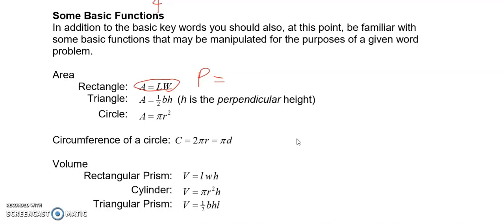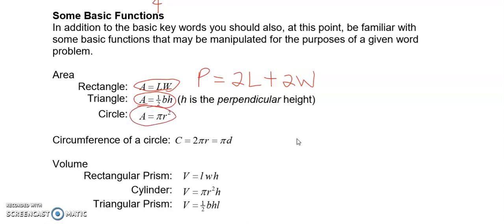That would be the length plus the width plus the length plus the width again. And you're probably used to seeing this formula, 2L plus 2W. That would be the perimeter of a rectangle. The area of a triangle, again, that's an obvious one. You've seen that for a while now. 1/2 the base times the height.